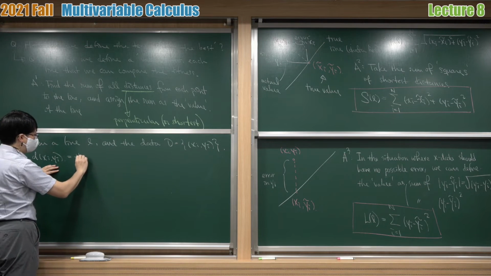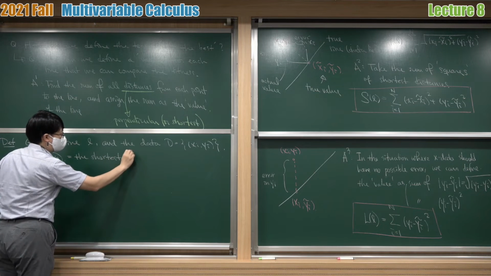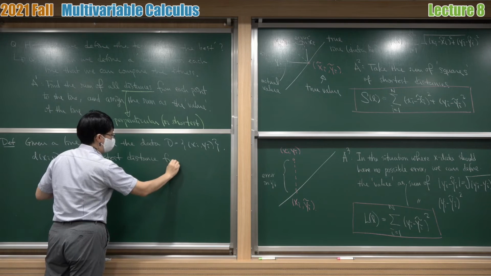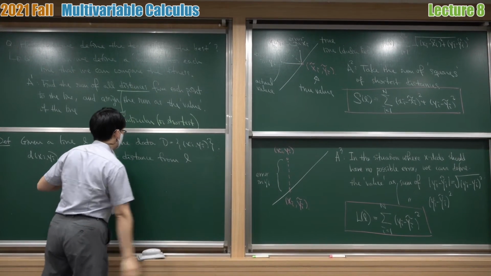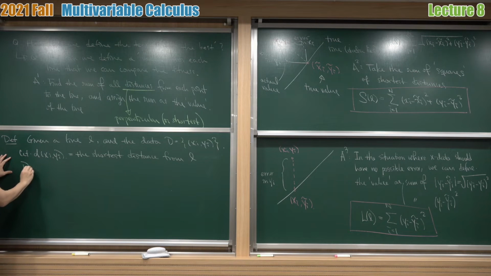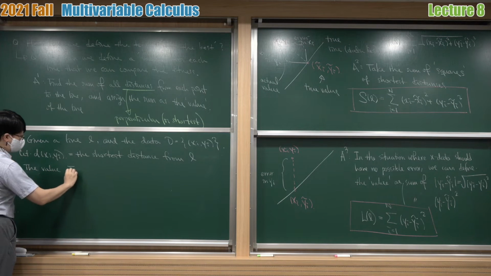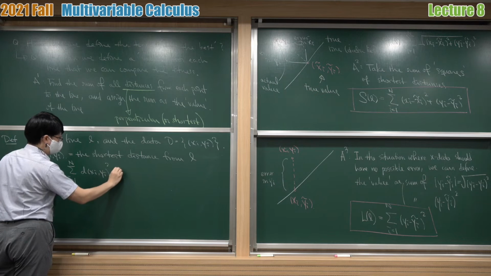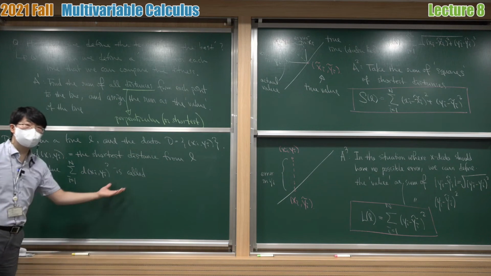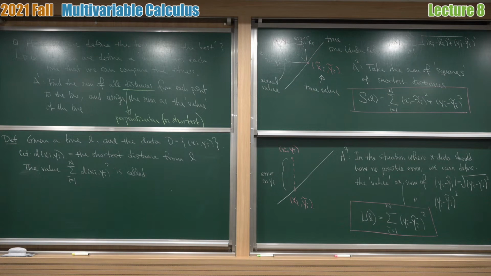And this is the shortest distance from the line L. And then the value which is the sum of these distance squares is called, what do you want to call this number? Just name your variable.